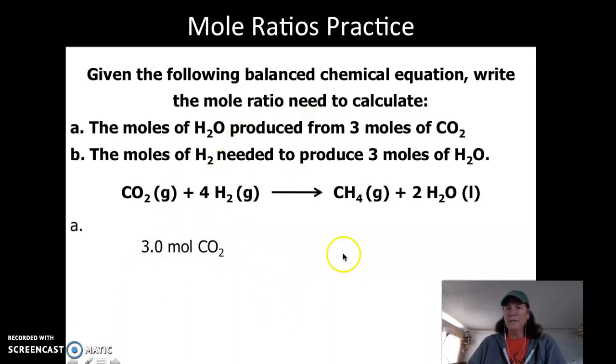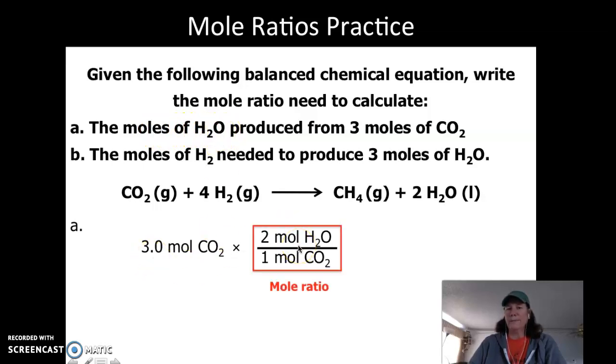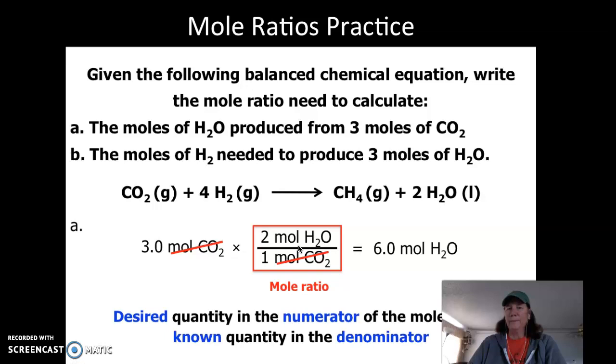So times, and on the bottom we put moles of CO2, on the top we put moles of water. On the CO2, there's nothing here, so we'd write 1. For the water, we'd put a 2. Again, these are the coefficients. What I'm trying to get rid of on the bottom, what I'm trying to find on top. Now moles of CO2 cancel out, moles of H2O are left over, and the question said, how many moles of H2O? So I'd take 3 times 2, and I'd get 6.